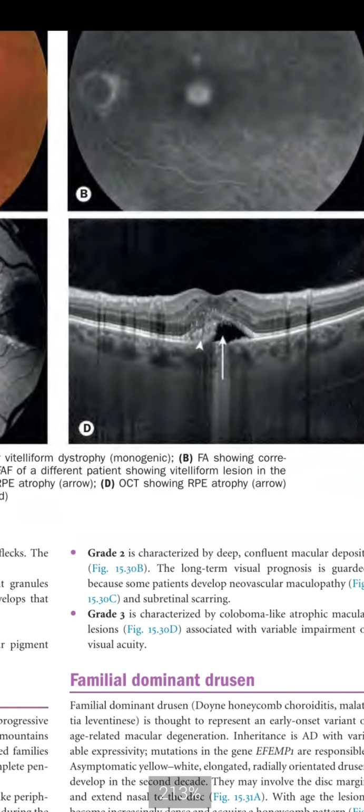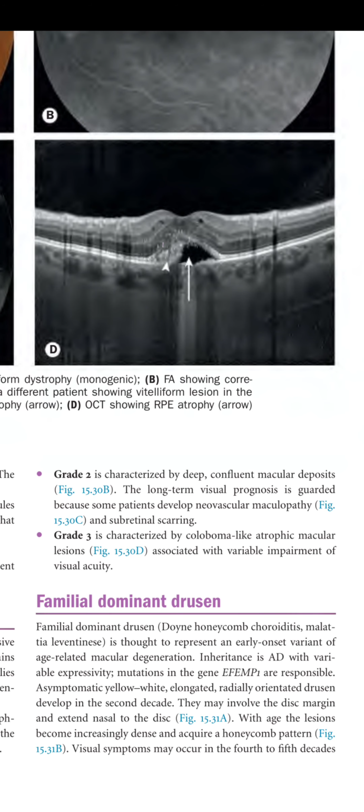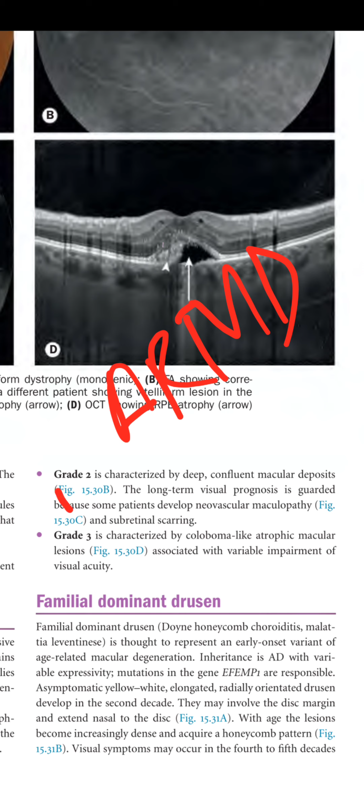Next is familial dominant drusen. Familial dominant drusen, or Doyne honeycomb choroiditis, Malattia Leventinese, is thought to represent an early onset variant of age-related macular degeneration. So basically, it is related to age-related macular degeneration, but early onset. Inheritance is autosomal dominant with variable expressivity. Mutation in the gene EFEMP1 is responsible. Asymptomatic yellow-white elongated radially oriented drusen develop in the second decade.